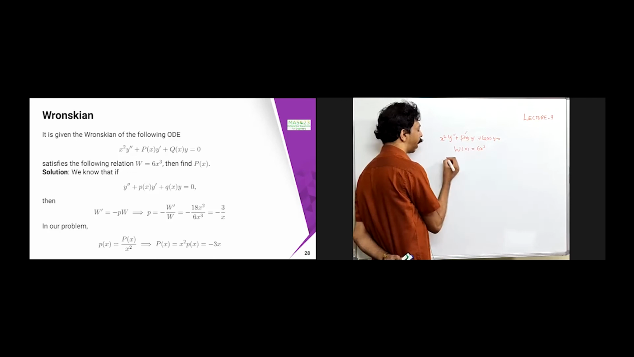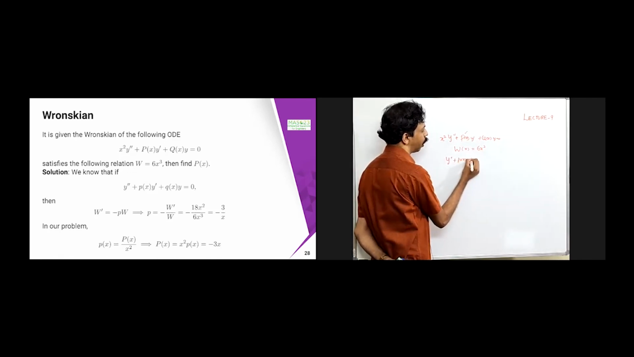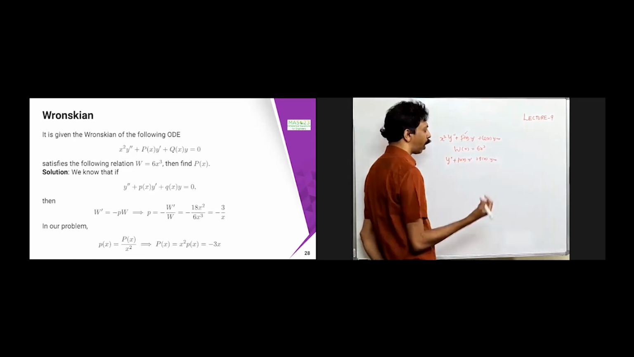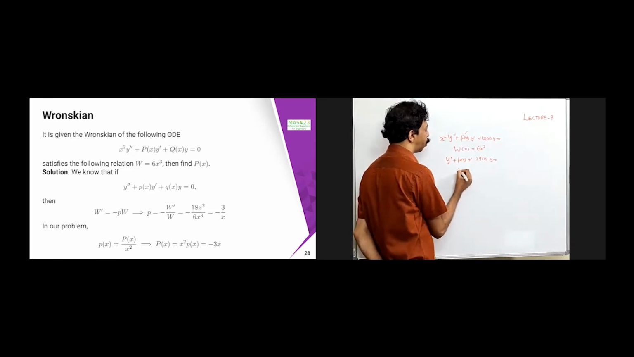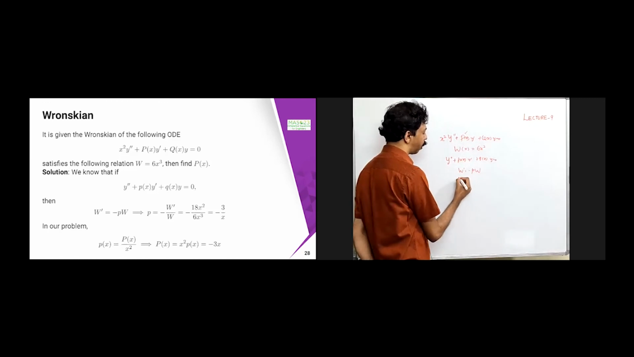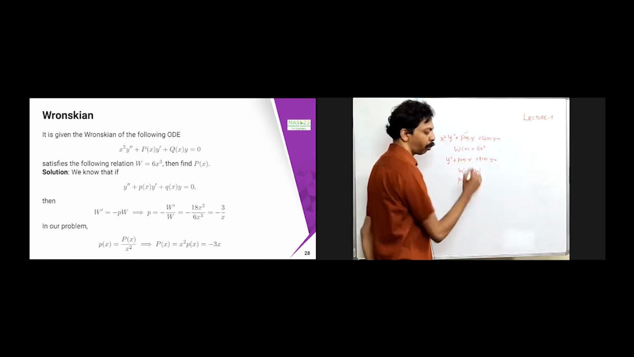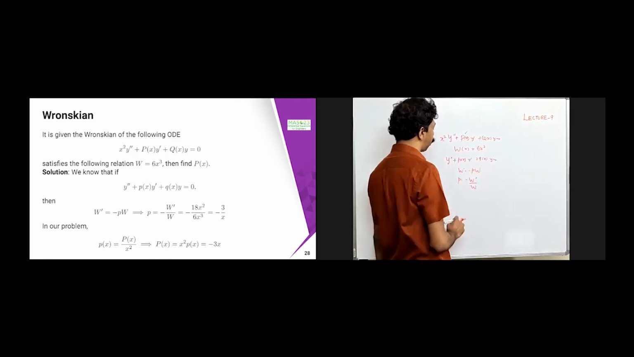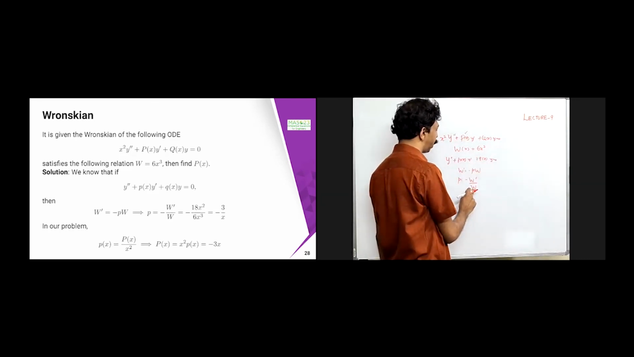Suppose we can solve this one easily. Suppose y double dash plus p of x into y dash plus q of x into y equal to 0 is there. Then in one of our classes we have derived that W dash equal to minus pW. From that only we derived the Abel's formula, and then we used it to find this. So in this case, you can see that p is equal to minus W dash by W. So we are going to solve this problem with that.